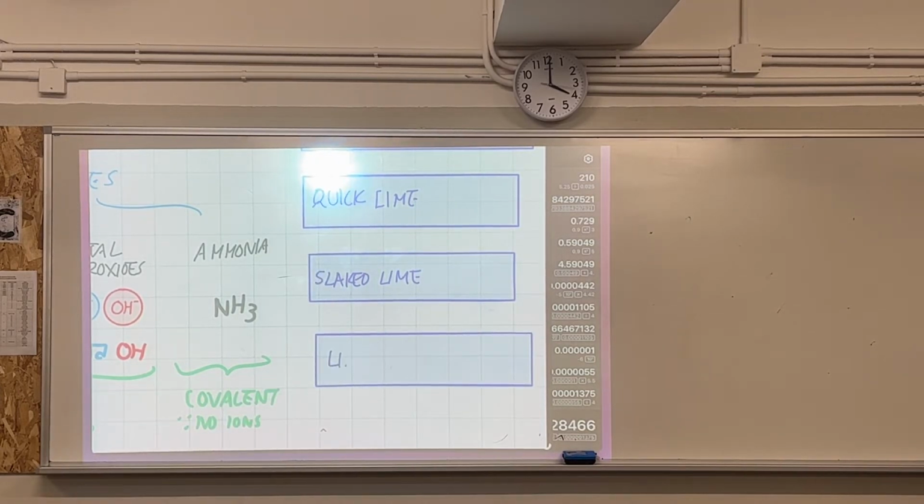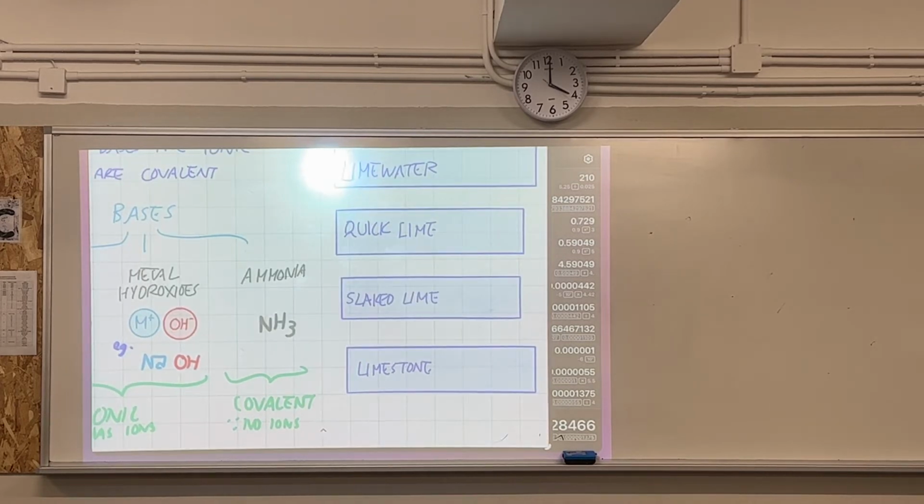So we have limestone here. We already know that lime water is basically a solution of calcium hydroxide. So we have Ca(OH)2 (aq). What about the rest? Which of these three things do you recognize? What is quicklime?